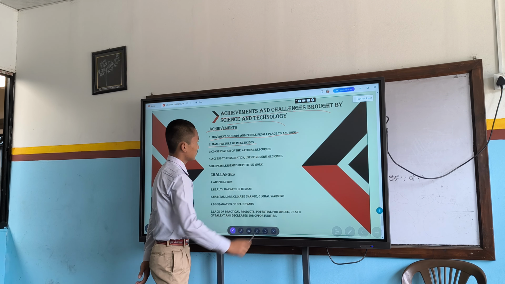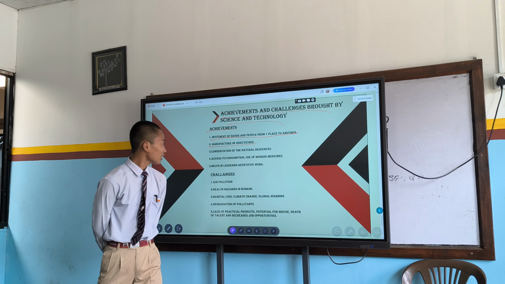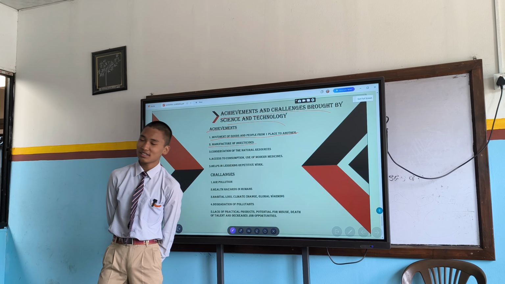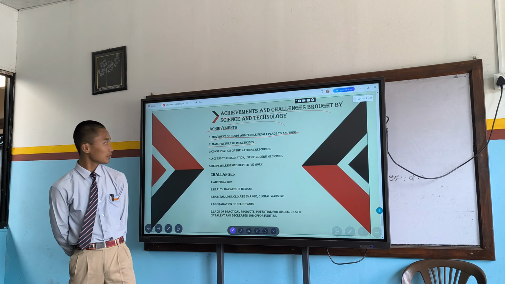Manufacture of insecticides. Human beings need food to live, and most of the time insects eat the food and damage the crops of farmers. So science and technology has made a prevention for that by manufacturing insecticides, which helps keep the insects away from the crops, so there is more food for human beings, and it is easier for the farmers to make a profit.